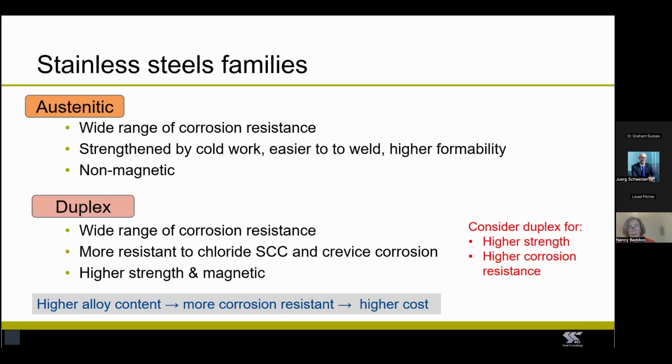And we'll also cover the duplex stainless steels as we see them increasingly used for load-bearing applications where you can exploit the benefit of the higher strength. Also, they're more resistant to chloride stress corrosion cracking and crevice corrosion than austenitics, and they are magnetic.